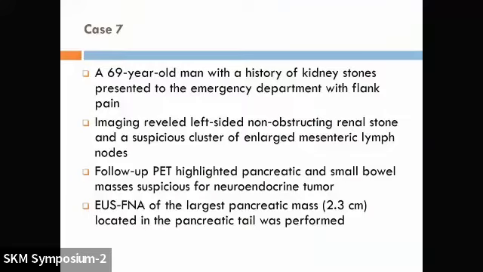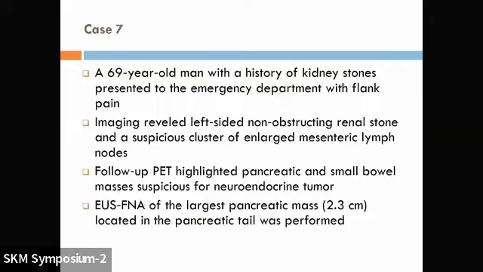So this is the last case of the first part of my talk. This is a 69-year-old man with a history of kidney stones. The patient presented to the ER with flank pain. On imaging, a renal stone was identified, but along with it, a suspicious cluster of enlarged mesenteric lymph nodes was also identified.